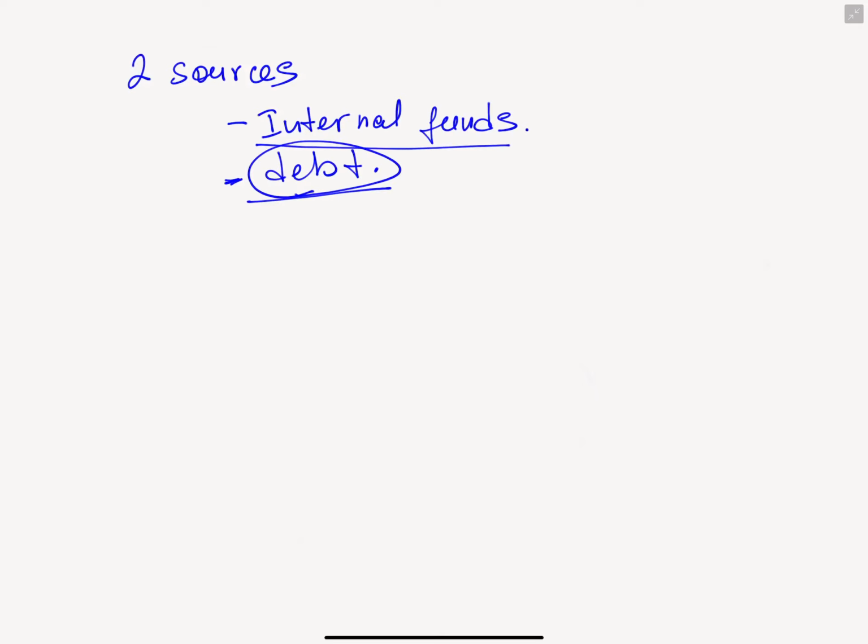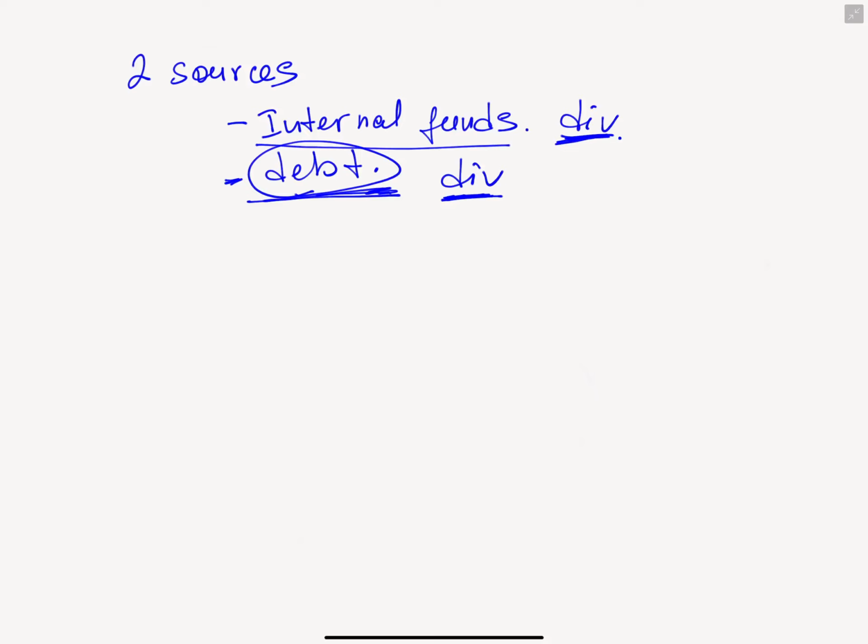The first source is internal funds, our internal funds of the organization. The second is getting debt, like you get debt to pay dividends. Or you use internal funds to pay dividends. It may be possible that you get debt, the source of paying cash dividend is debt. For example, you get debt, you have cash, then you pay dividend.